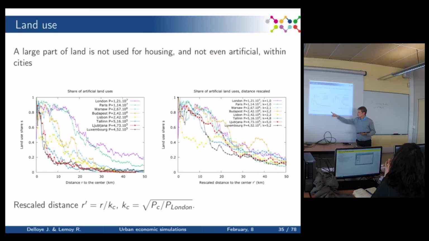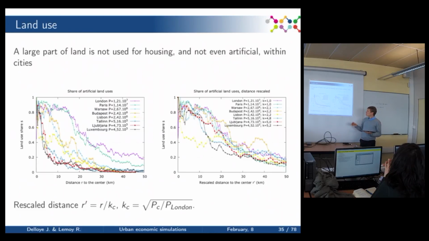And this Kc is just the square root of the considered city population, divided by the population of London, so that this factor for London is 1. So it doesn't change London, it doesn't change Paris, because Paris has more or less the same population as London, so it's also 1. But for all other cities, you can see that these factors are bigger and bigger. So 1 for London and Paris, 2 more or less for Warsaw, Budapest, and Lisbon, and then more or less 5 for Tallinn, Ljubljana, and Luxembourg.